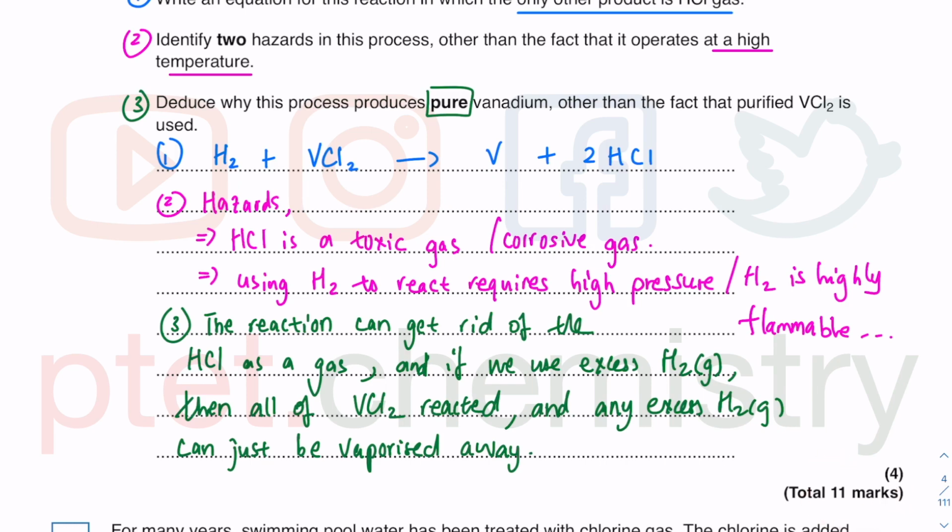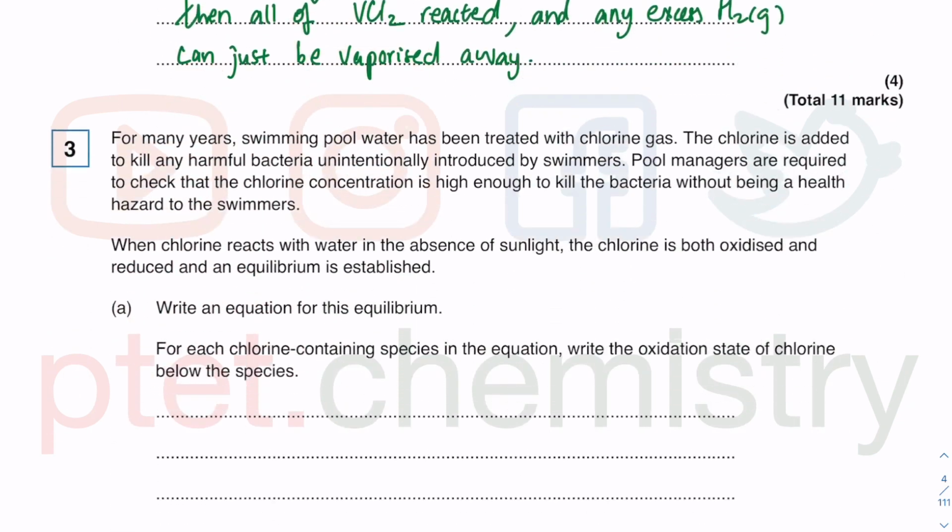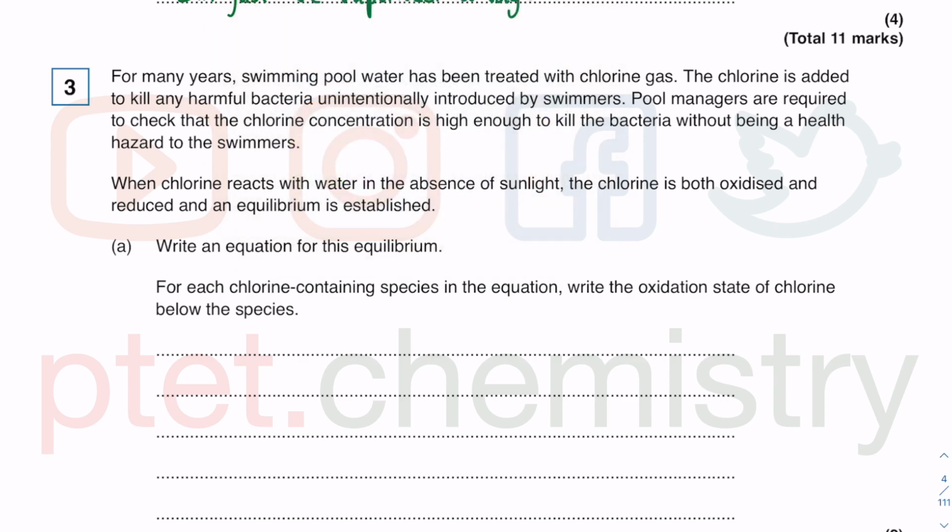And that's it overall for that 11 marks question there. In this question number 3, what we have is swimming pool kind of chemistry. We treat it with chlorine gas, which is this diatomic molecule here. When chlorine reacts with water, the chlorine is both oxidized and also reduced. And this is a classic reaction called disproportionation. Disproportionation is a special redox reaction where one species is both oxidized and reduced. And this topic here, equilibrium, that means we're going to show using the sign for reversible changes.